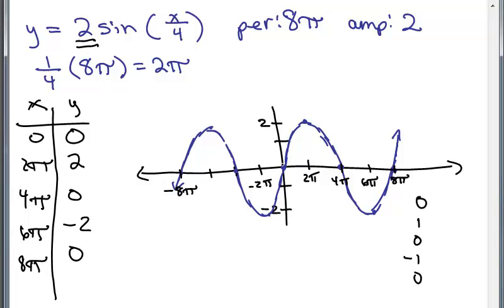We get a period. It goes all the way to 8 pi, right? One cycle is a full 8 pi units on the x-axis.